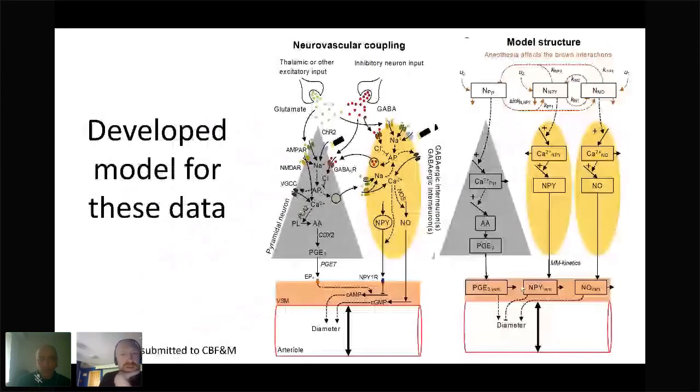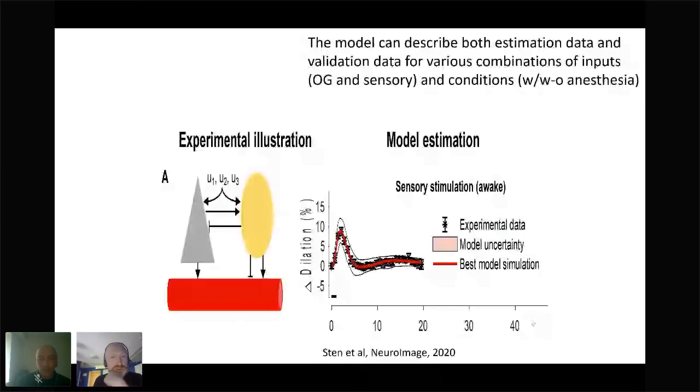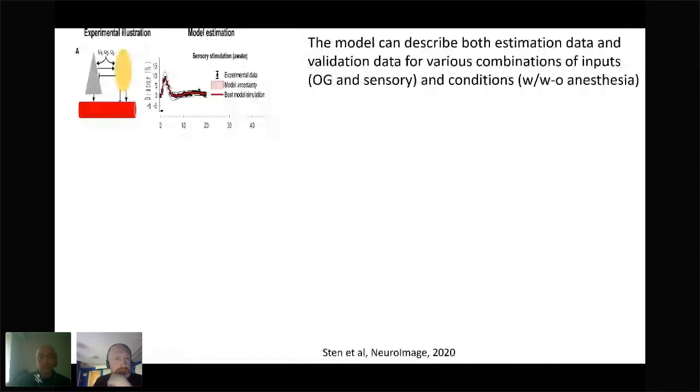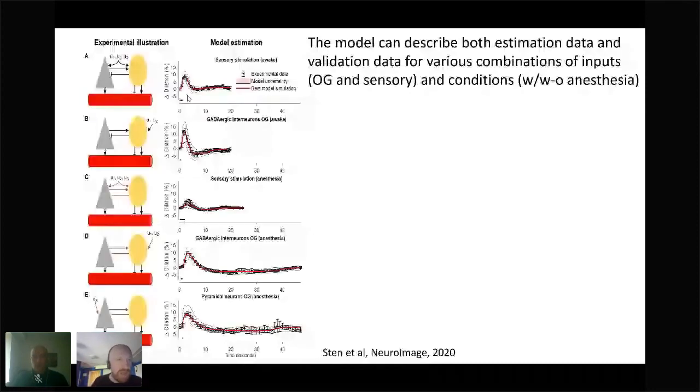And then we did it in the same way as before. We trained the model to some data. So the experimental data, with uncertainty as the error bars here, and the best model simulation is the red curve. We had lots of estimation data for all these different conditions, stimulating some cell types, not others, allowing for crosstalk, not having crosstalk, and so on.